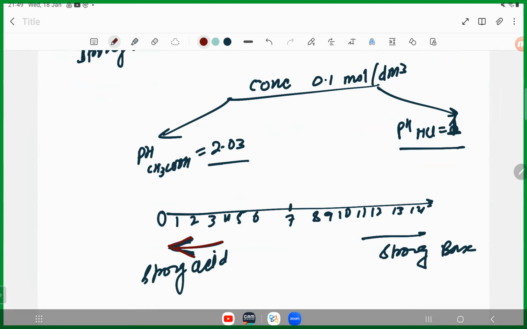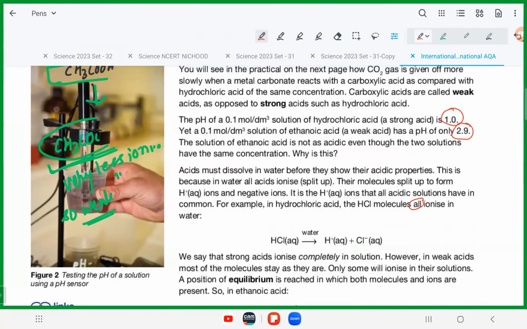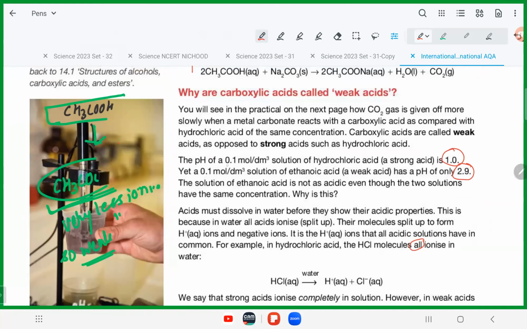Now because you are facing the problem, read out this paragraph again. Here they are saying the pH of a 0.1 mole per dm cubed solution of hydrochloric acid, and at the same concentration ethanoic acid, a weak acid, has a pH of 2.9. And the pH of hydrochloric acid is 1. So which one is the strong acid? This is obviously HCl. Yes or no?